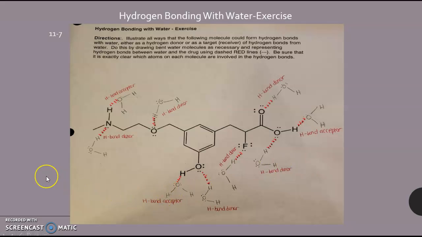The next page is the hydrogen bonding with water exercise, and this is on page 11-7. This page shows all the H-bond acceptors and H-bond donors, and you can see that the F, O, or N with hydrogen bonding would be an H-bond donor, and if it's an F, O, or N without hydrogen bonding, it would be a hydrogen acceptor.